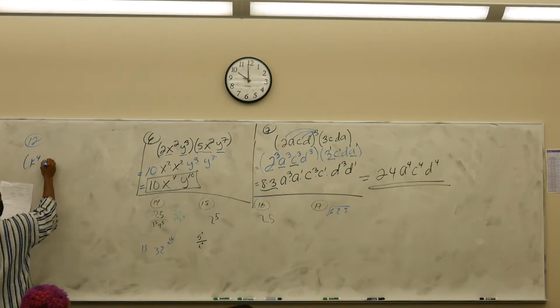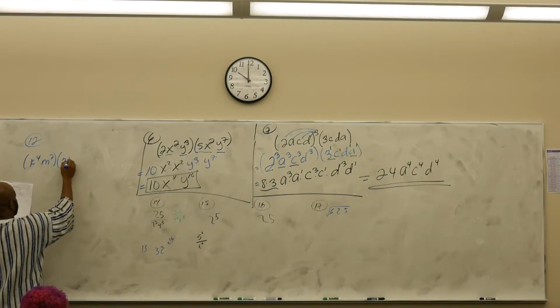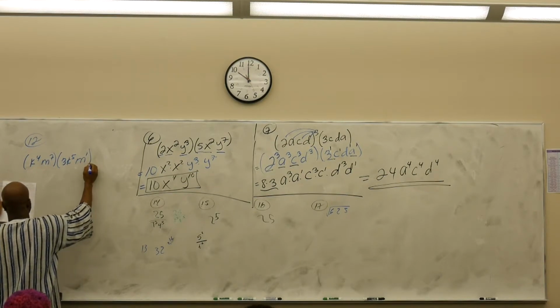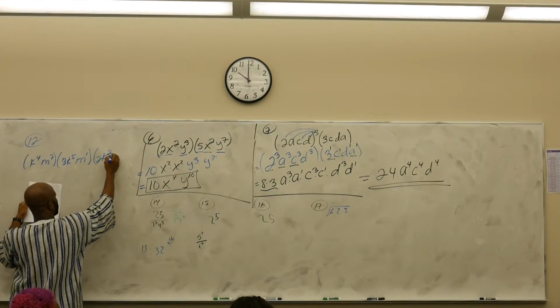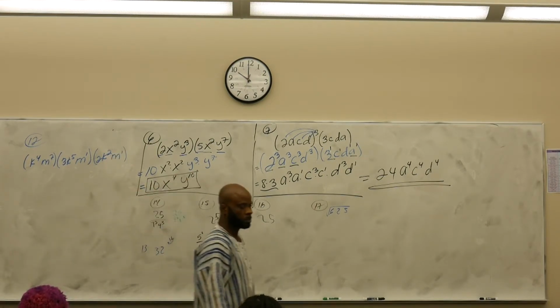K to the 4th, M to the 7th, 3K to the 5th, M to the 1, 2K squared, M also to the 1. That's number 12.